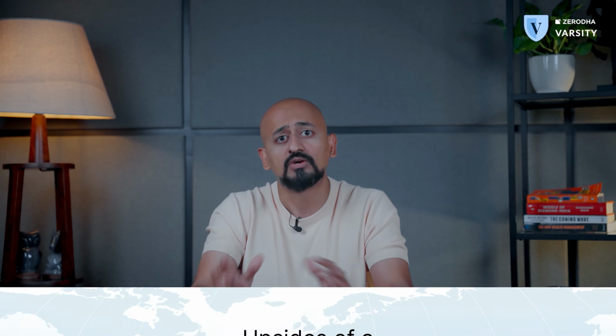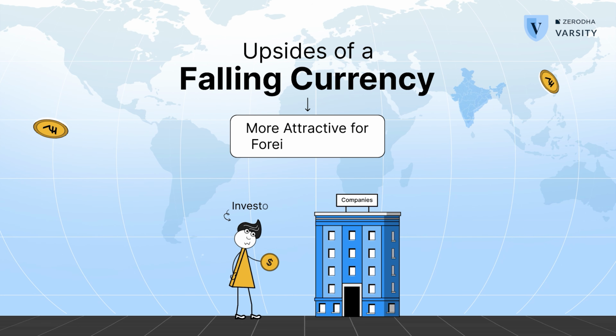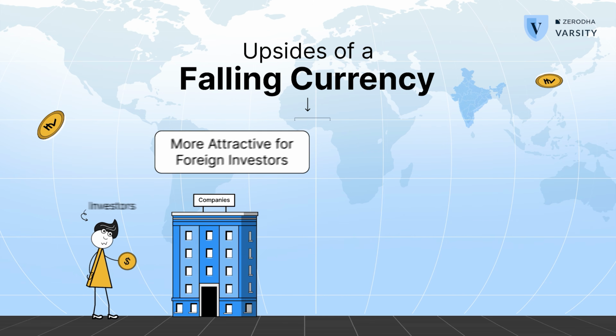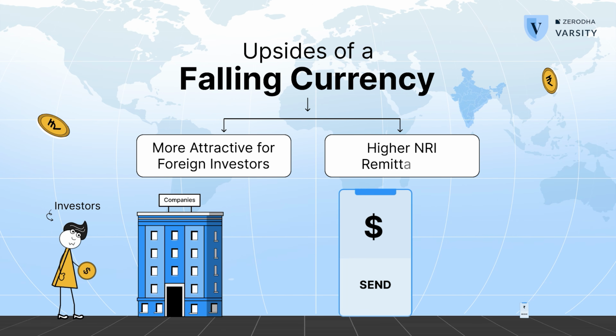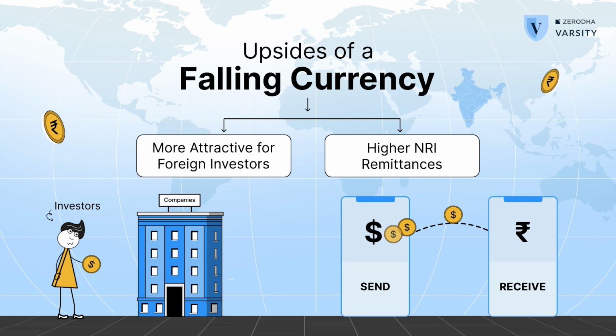Foreigners might buy more just because it works out cheaper. Foreign investors might also invest in Indian businesses and get more bang for their buck. The foreign direct investment numbers could also improve. Even non-resident Indians, the NRIs, might flock to the banks to send more money back home.